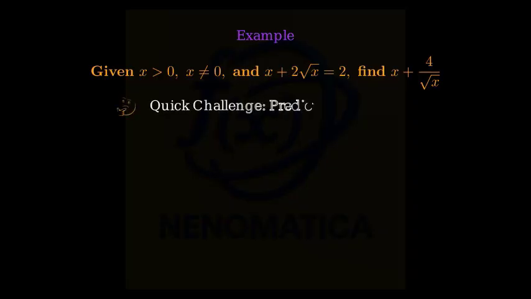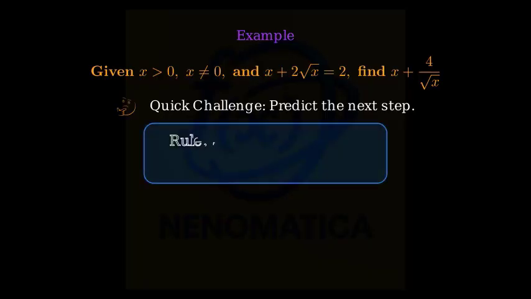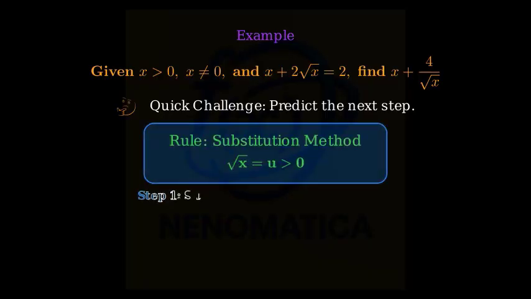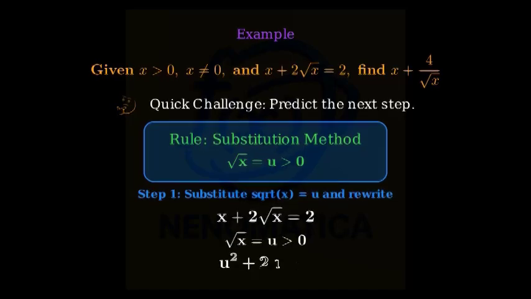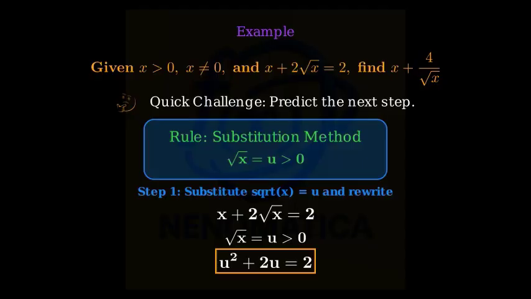Quick challenge. Can you predict the very first algebraic move? Try to think of a substitution that simplifies the square root. Step 1. Substitution method. Let the square root of x equal u, with u strictly greater than 0. This turns the original equation, x plus 2 root x equals 2, into u squared plus 2u equals 2.